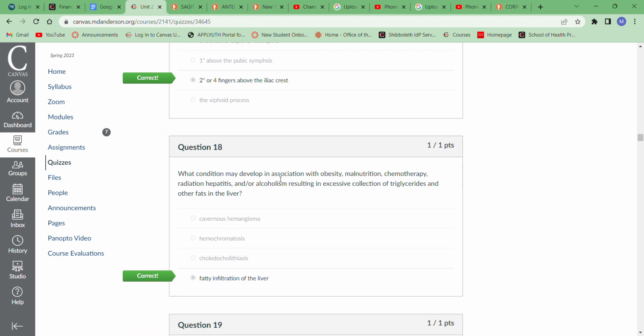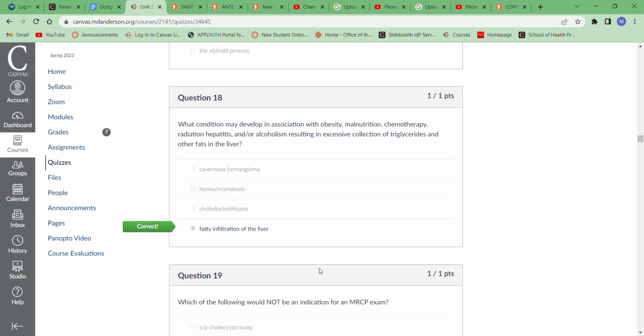What condition may develop in association with obesity, malnutrition, chemotherapy, radiation, hepatitis, and/or alcoholism, resulting in an excessive collection of triglycerides and other fats in the liver? That is fatty infiltration of the liver. All they had to say was alcoholism, collection, fat, liver, and that's how you know fatty infiltration of the liver.